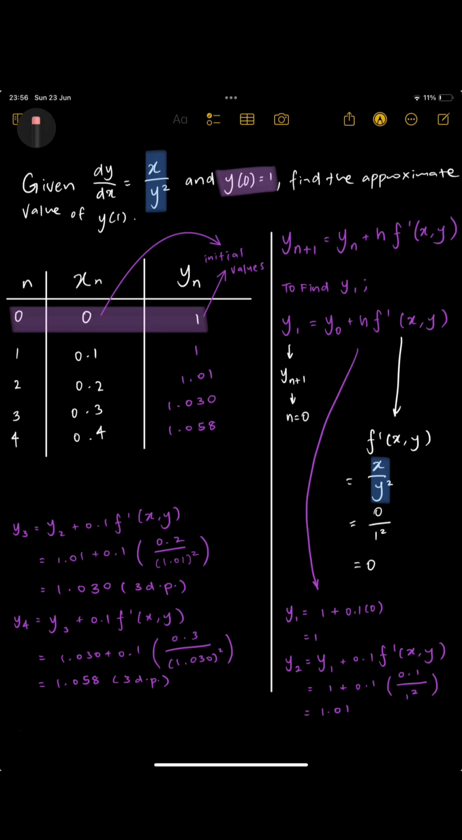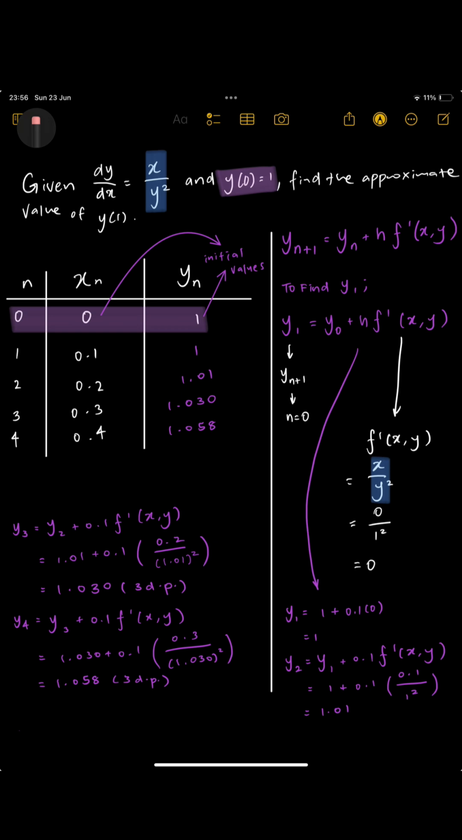The aim of using the Euler method in this question is to approximate y(1) with the initial value of y(0) equals 1. First, we need to set up the table and substitute in the initial conditions, using the formula to get subsequent values in the x and y columns.